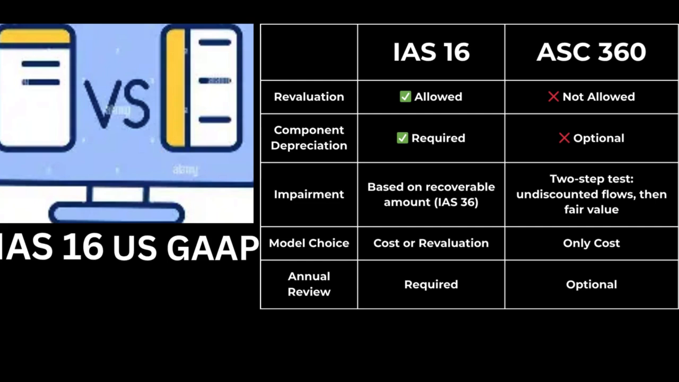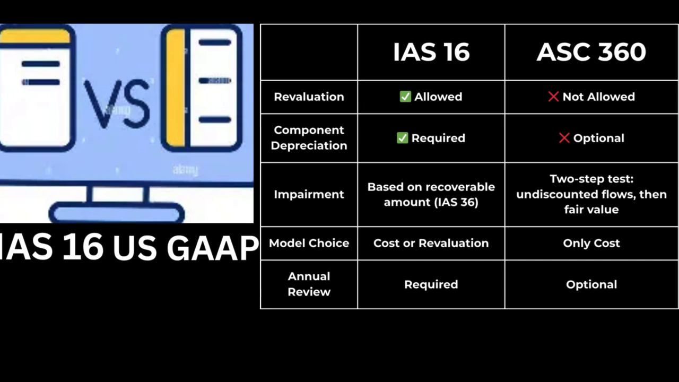Under IAS 16, IAS 36 applies. Impairment occurs when the carrying amount exceeds the recoverable amount, the higher of fair value less costs to sell and value in use. As per US GAAP, there is a two-step approach. The first step is the recoverability test. Is the carrying amount greater than the sum of undiscounted cash flows? If yes, write down to fair value, usually market value or discounted cash flows.